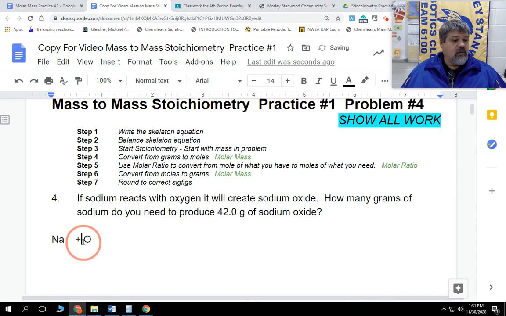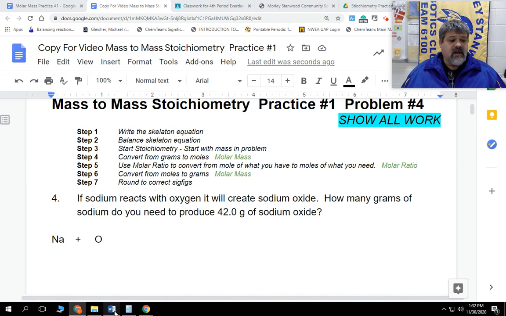Now, one thing that we need to do when we have any element by itself is look and say, is it diatomic? You should know the 7 diatomic elements by now. If not, look at your periodic table. Remember, they make a 7 on the periodic table. Then you have to add a hydrogen to that.